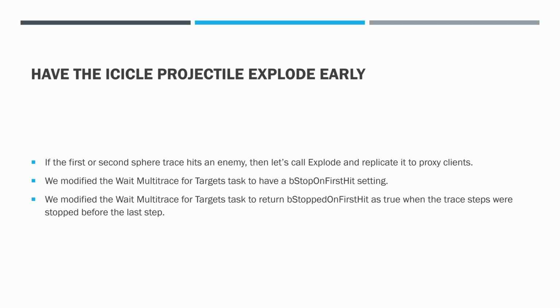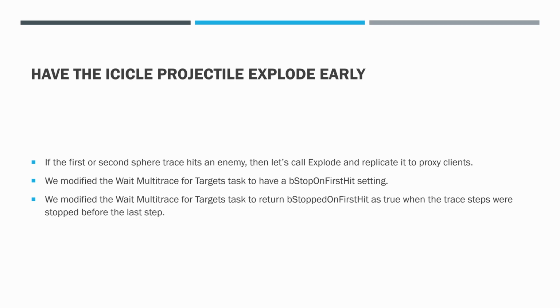So what we had to do is modify the wait multi-trace for targets. This is a custom task I wrote to have an option called be stop on first hit. And then we also had to modify it to return be stopped on first hit as true, so that we know whether that one ended early, or whether it just reached the end of the three traces.